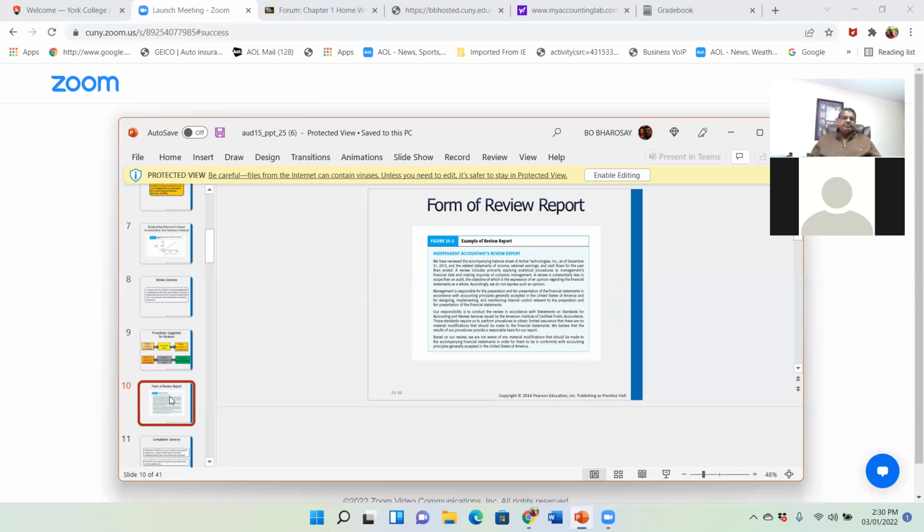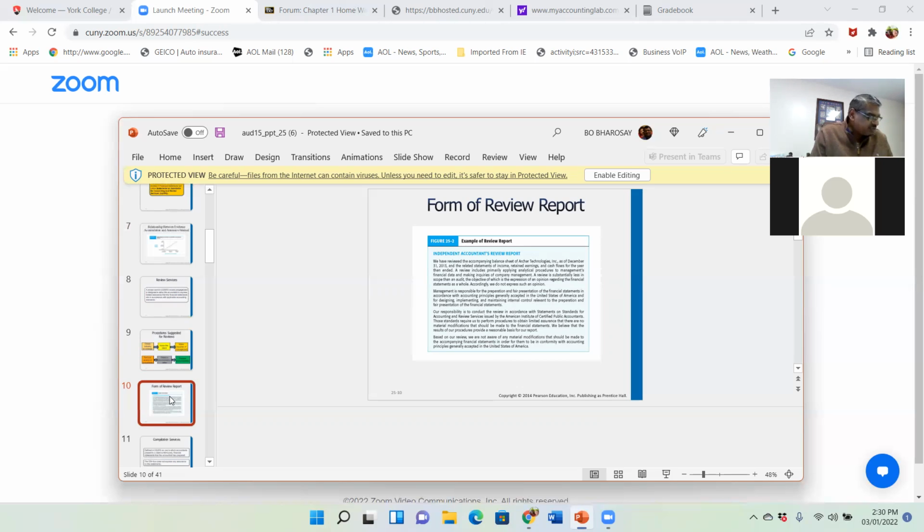And the last paragraph, we'll express our conclusion. Based on the review, we are not aware of any material modifications. You want to highlight that term. We are not aware of any material modifications. Meaning we're saying we see nothing wrong with the financial statements. We're not saying that they're correct. We're saying that we did not see anything wrong based on our review.